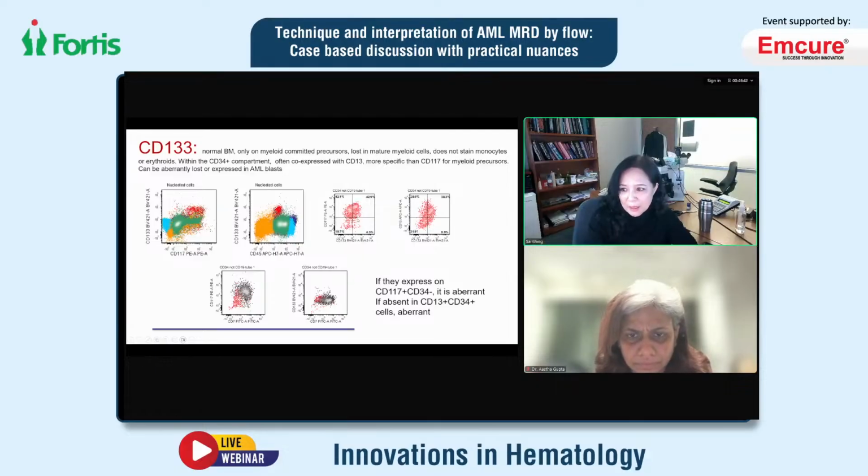Precursor coming to the myeloid. This is very important, because among the CD34, there's a lot of other cells, right? So only the one coming to the myeloid will be positive. So how do you use this marker in AML MRD?